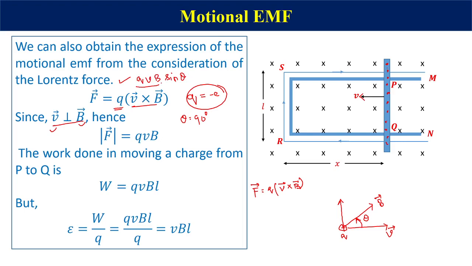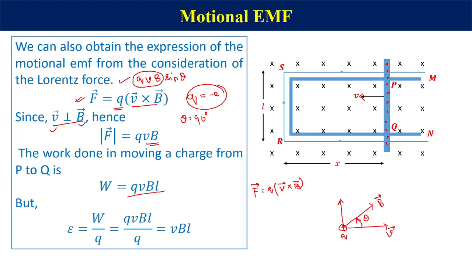So you remain with only the qvB term. That is why I have written the magnitude of the force to be qvB. Clear? Now, the work done in moving this charge from P to Q is given by W is equal to qvBL.